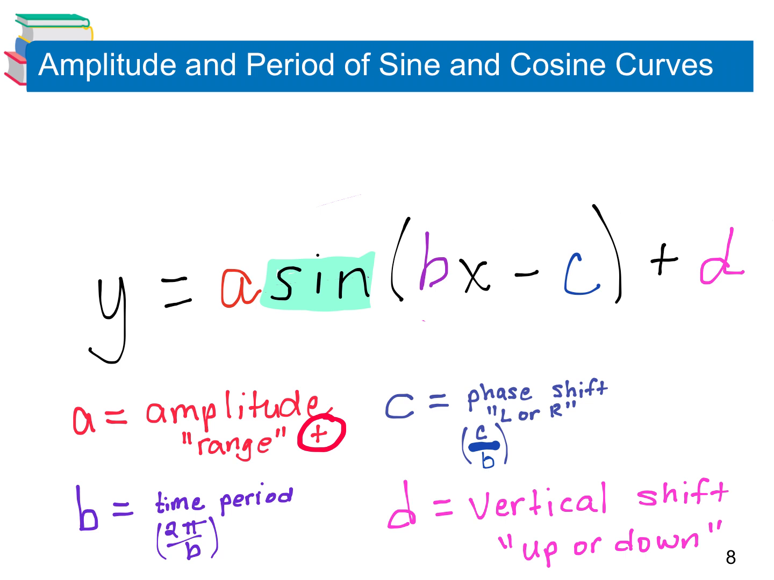Anything that's getting multiplied in front of our sine or cosine, this is the same for sine and cosine, anything that's getting multiplied out front of our trig function is going to be the amplitude. So that's going to be how high and how low our graph's going to go. It's the range. Anything that's getting multiplied directly to the x is our b. That's going to help us find the period, which is 2 pi over b. It's also going to help us find our starting point. We take c and divide it by b to find the starting point. This is where we start.